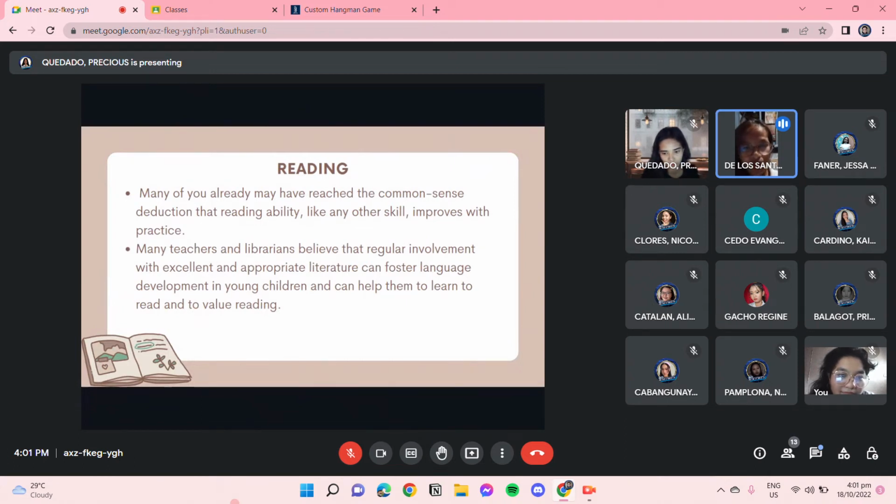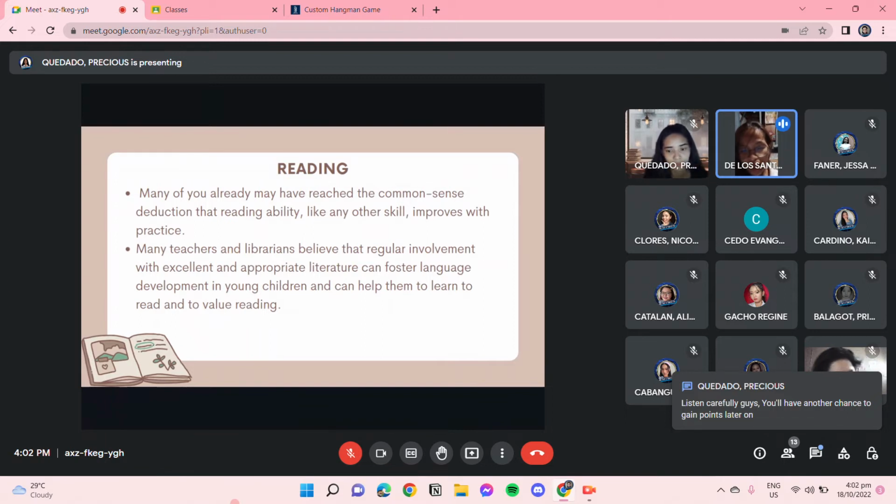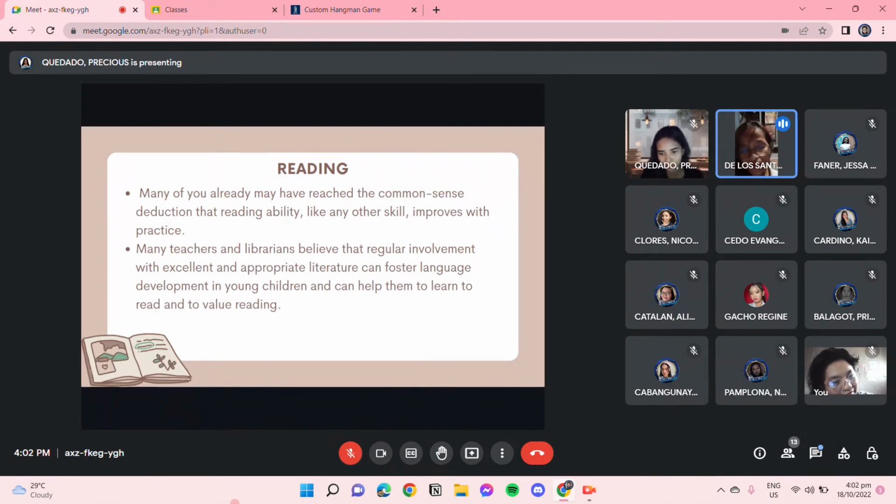So many of you may have already reached the common sense deduction that reading ability, like any other skill, improves with practice, and many teachers and librarians believe that regular involvement with excellent and appropriate literature can foster language development in young children and can help them to learn to read and to value reading. So, as future educators, it is important for us to know some of the landmark research studies that have confirmed these beliefs and that have revealed other important findings worth of literature for children.